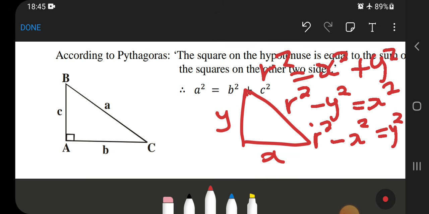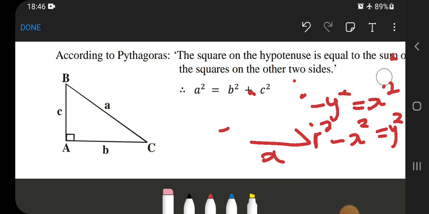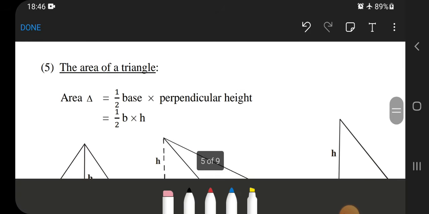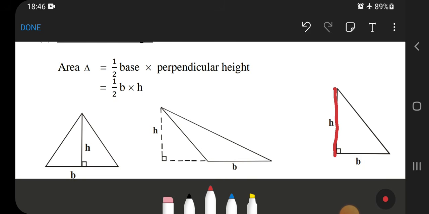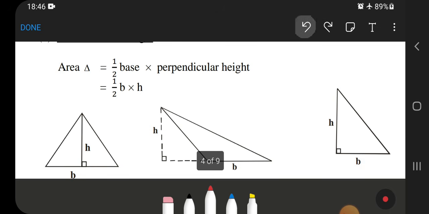So this is how you get the other sides of a right angled triangle. Okay, that is how you do it. And then we're going to look at the area of a triangle. So when you're trying to calculate the area of a triangle, this is the height. If you're given this one, this is the height. Okay, they will give you the height.